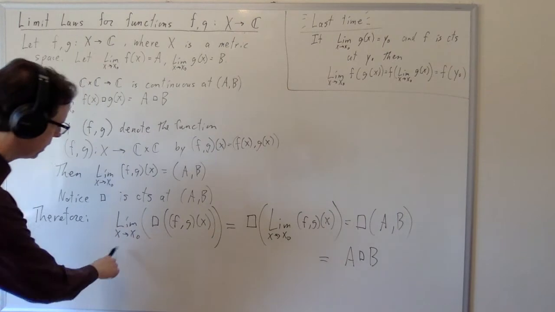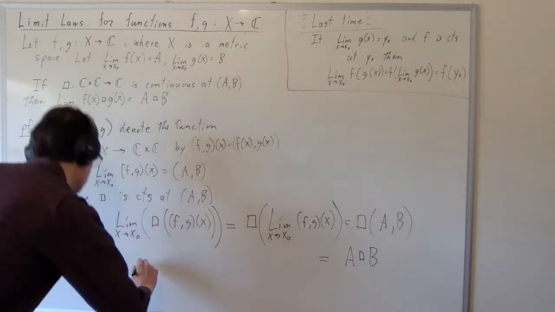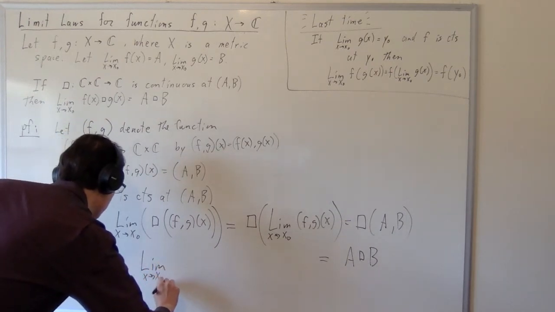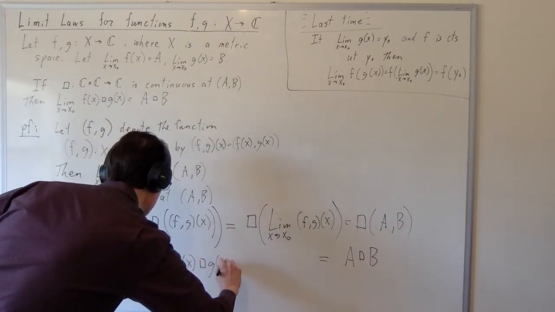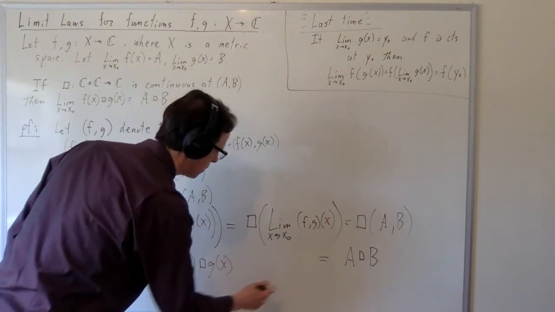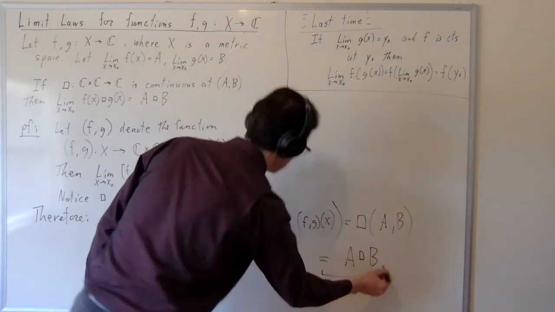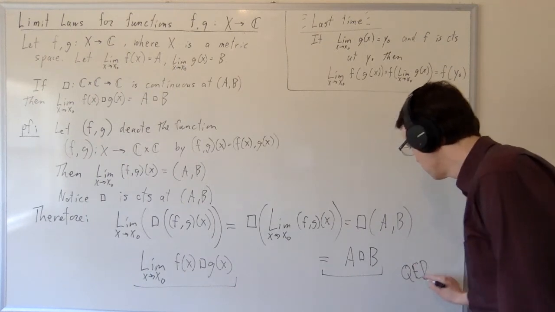And this thing is the limit of the box of f comma g of x. Well, f comma g of x is f of x, g of x, and the box of that is simply f of x box g of x. And so we get that the limit of f of x box g of x is equal to a box b, which is exactly what we were trying to prove.